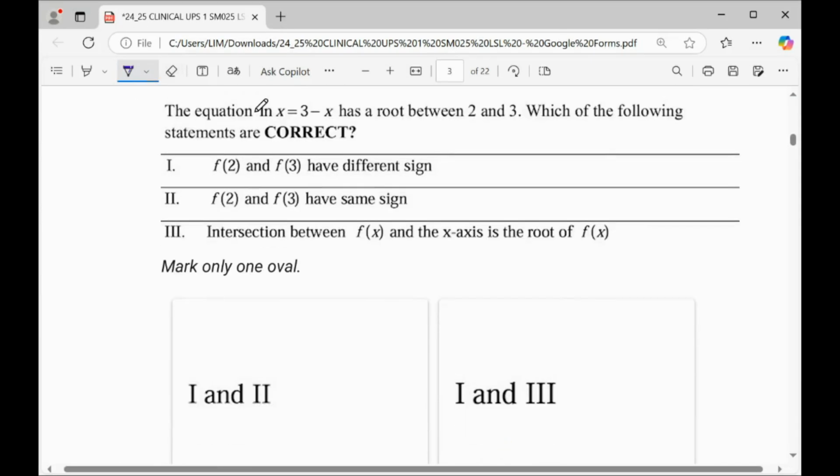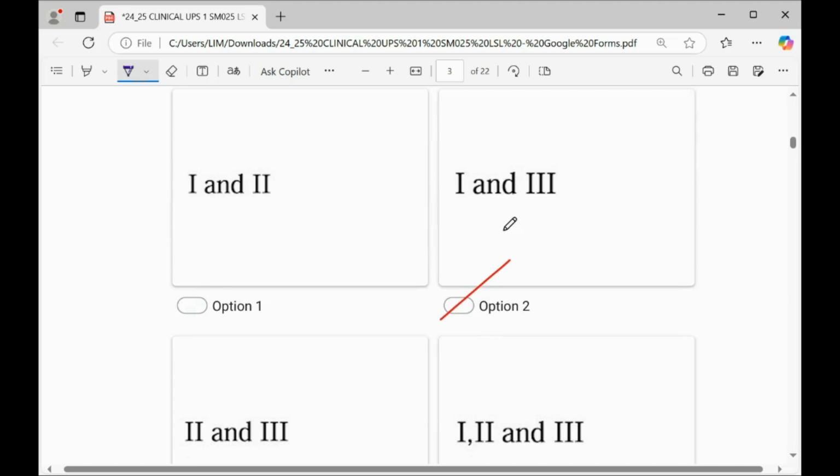Then the equation ln x equals 3 minus x has a root between 2 and 3. Which of the following statements are correct? If it has a root between 2 and 3, when we substitute into the function, it's supposed to have different signs. And the intercept of f(x) and the x-axis is the roots. So having the same sign will be wrong. Therefore, we only have options 1 and 3.